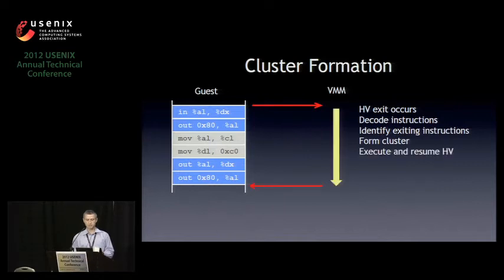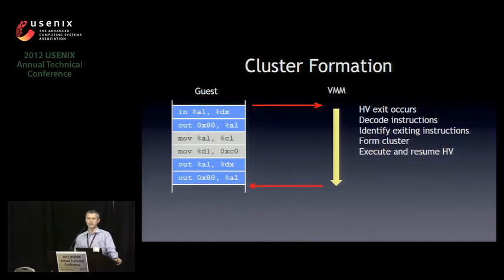So once we have this cluster, we can execute all these 6 instructions in one shot and then resume back to the guest after the 6 instructions. So this is how we formed the cluster here. Now let's turn and look at efficiency considerations.